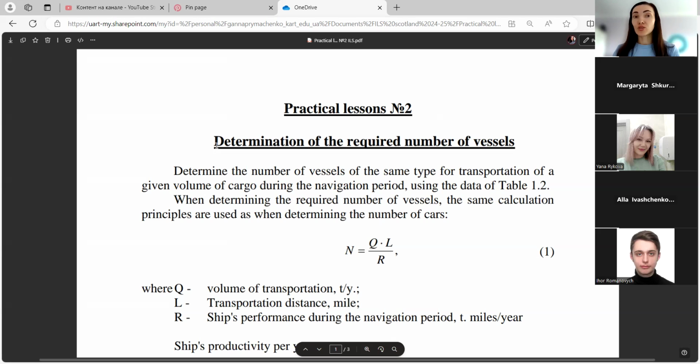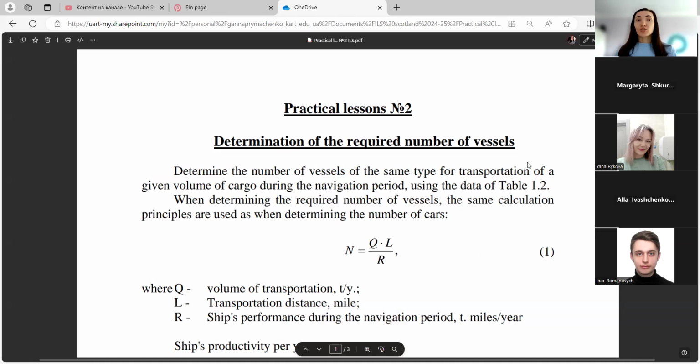And our terms today, it is determination of the required number of vessels. Today we will talk about vessels. It is river transport, it is sea transport, the ways of decycling different information about it is very possible, so we use it today. Please write the terms of our lessons today. Determination of the required number of vessels.